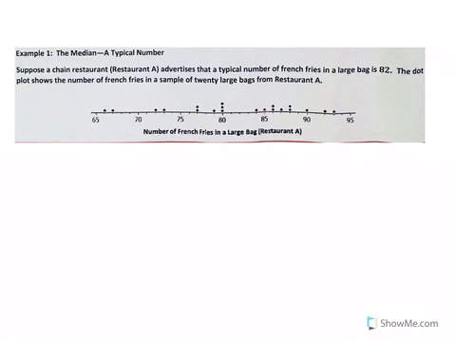Here's an example. The median, a typical number. Suppose a chain restaurant, we'll call it Restaurant A, could be McDonald's, Applebee's, whatever, it doesn't matter, advertises that a typical number of french fries in a large bag is 82. So if you order a large bag, a typical number is 82. The dot plot shows the number of french fries in a sample of 20 large bags from Restaurant A. So someone bought 20 large bags, they counted each bag to see how many french fries were in each, and they made a dot plot, and that's what we're looking at right now.